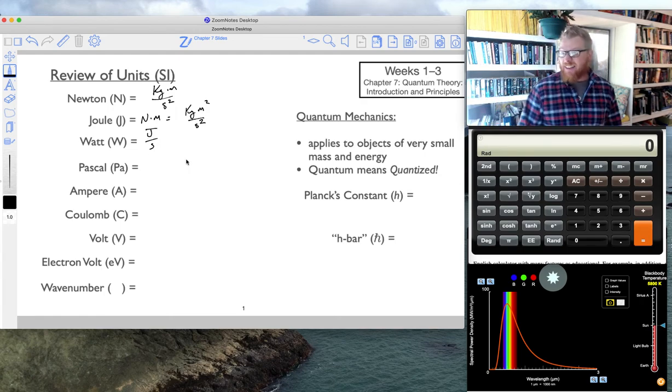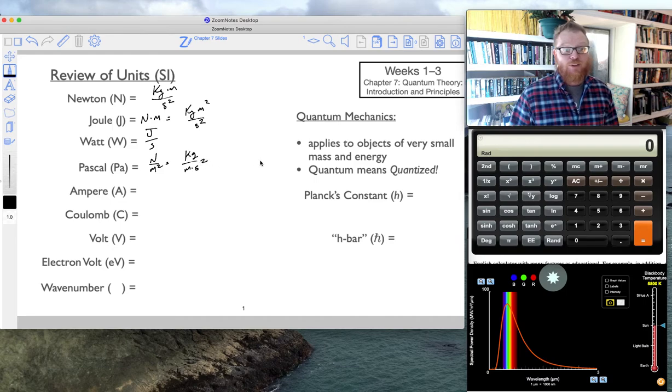Pascal, we remember, is our SI unit of pressure, which is a force per area. So technically that is a Newton per meter squared, which makes it a kilogram per meter per second squared.